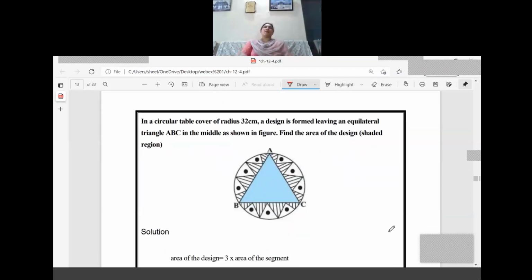In a circular table cover of radius 32 centimeter, a design is formed leaving an equilateral triangle ABC in the middle, as shown in the figure. Find the area of the design, the shaded region. Here also, after seeing the design, find the area of the design. Don't think there is some gap here that is required. Don't think that arc AC is the full design for us, right?